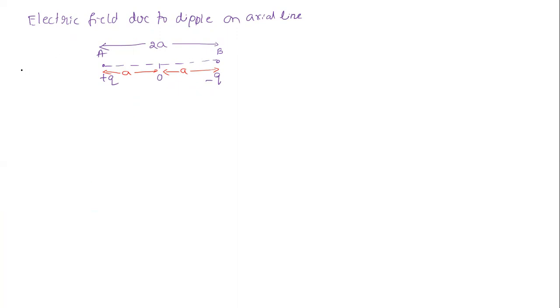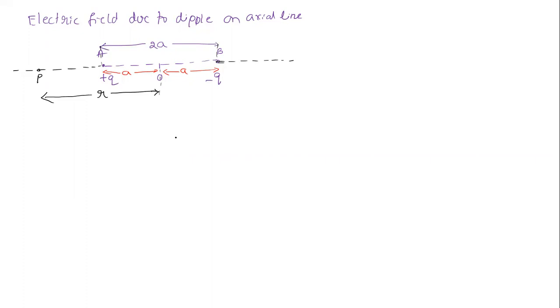Now I'm going to draw the dipole axis. Dipole axis means the line which is passing along the dipole, right? I want to find the electric field at some point, let me say here P. This point P is at a distance of, let's say, r from the center of the dipole. You need to make things clear. These lines are very important.